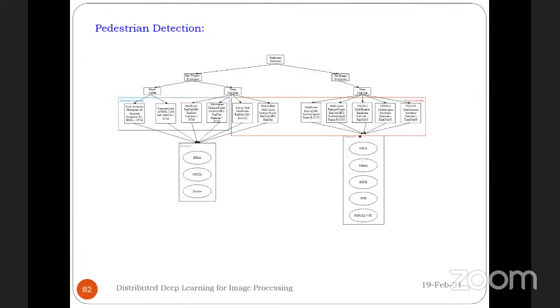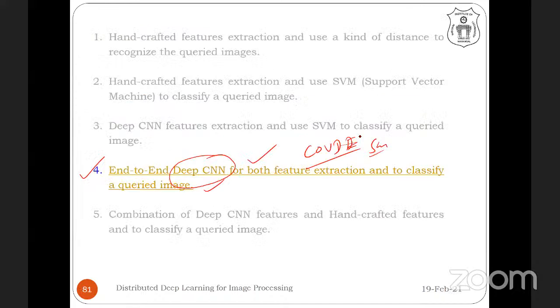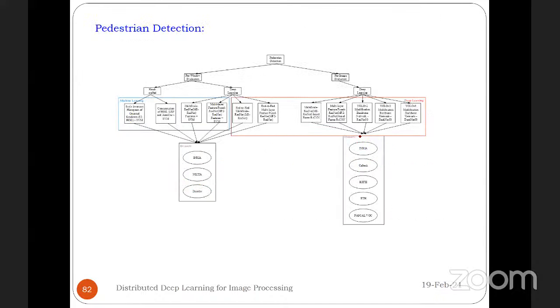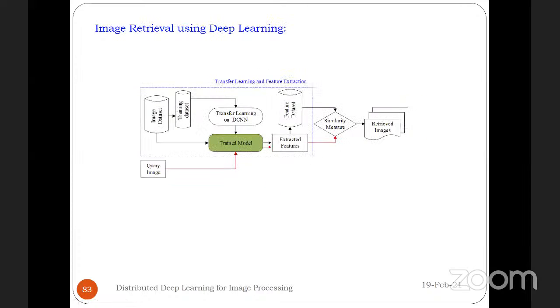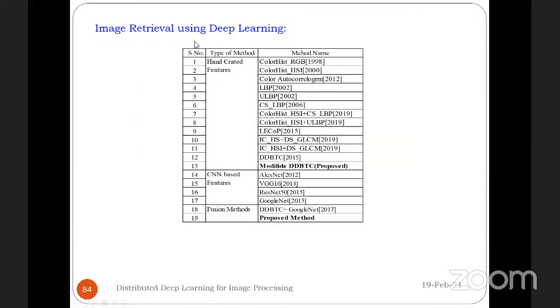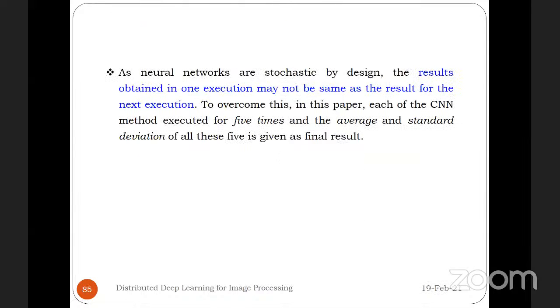Now, as the last case, one of the things that we have done is pedestrian detection. This is the whole work that we have done based on pedestrian detection using deep CNN models and an image retrieval basic model. Here internally we have multiple algorithms to do image processing and image retrieval by using deep learning. And these are the different things.